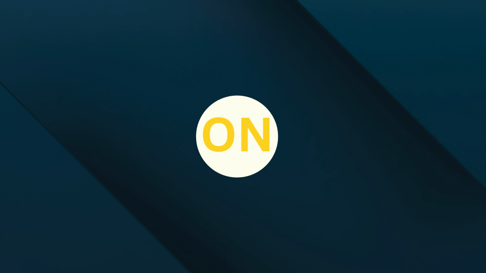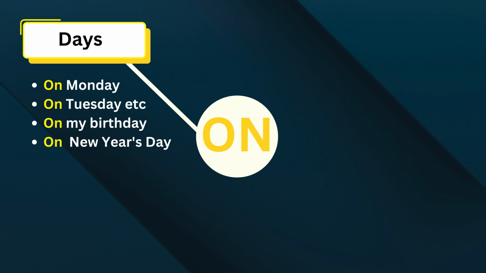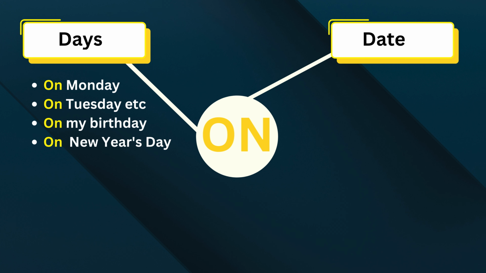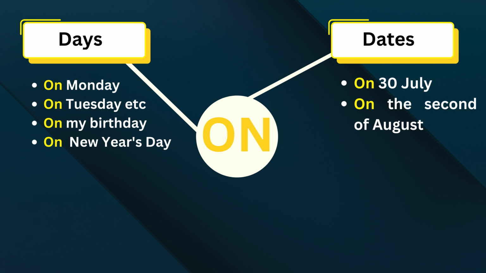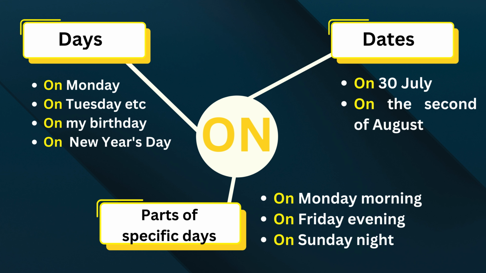On. We usually use on with days, for example, on Monday, on New Year's Day. We use it with dates like on 30 July. We also use it with parts of specific days. For example, on Monday morning or on Sunday night.